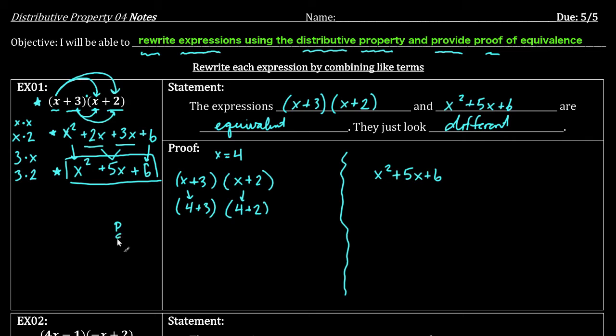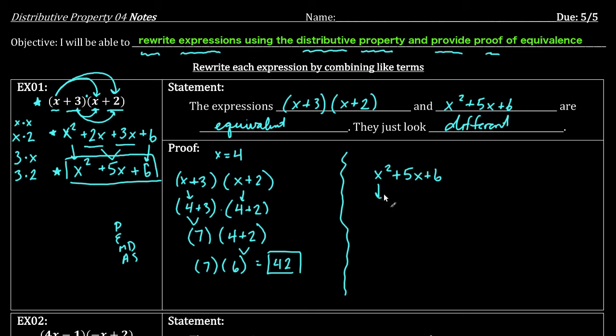So remember, we always do order of operations, so we look inside of parentheses. Inside is 4 plus 3, which is 7. We keep the parentheses because we will multiply. Times 4 plus 2. We're done with that set, but we have another set of parentheses. So 7 times 6, and we get 42. Alright, so that should be the same as 4 squared plus 5 times 4 plus 6.